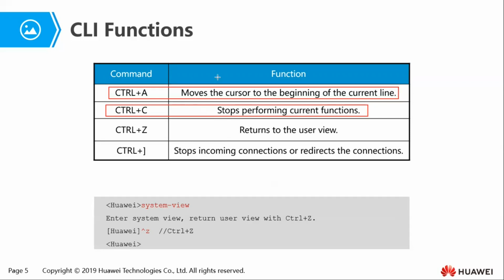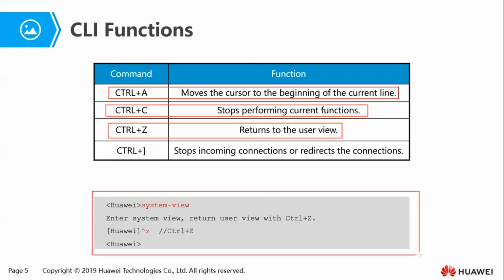Then Control Z is used to return to the user view from whichever view you are in. This particular illustration here shows the use of Control Z. In the user view, we can type the command system-view to get into the system view. And now on our keyboard, we can press Control Z to get back to the user view.